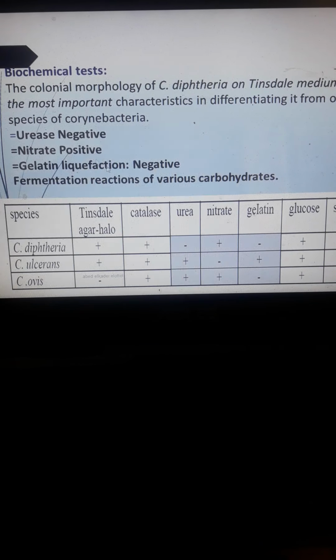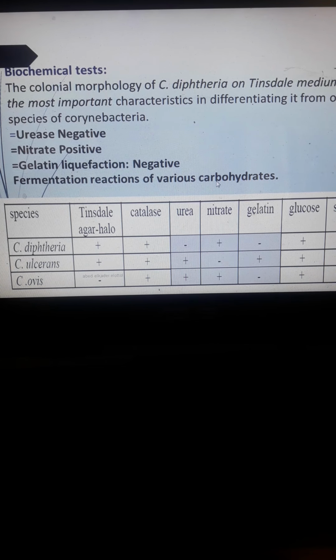Okay. Next, for biochemical tests, the colonial morphology of Corynebacterium diphtheriae on Tinsdale medium is the most important characteristic in differentiating it from other species of Corynebacteria. So we have urease positive or negative, nitrate positive, or gelatin liquefaction negative. Okay, gelatin liquefaction involves the liquefaction of protein. So fermentation reactions of various carbohydrates.